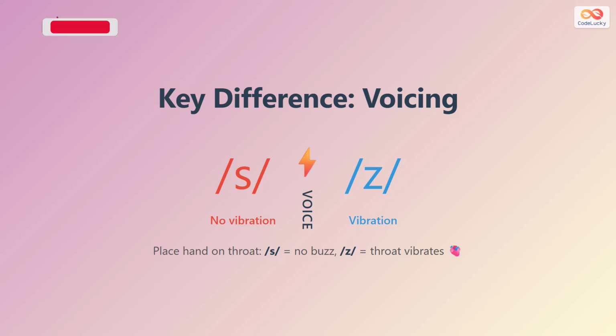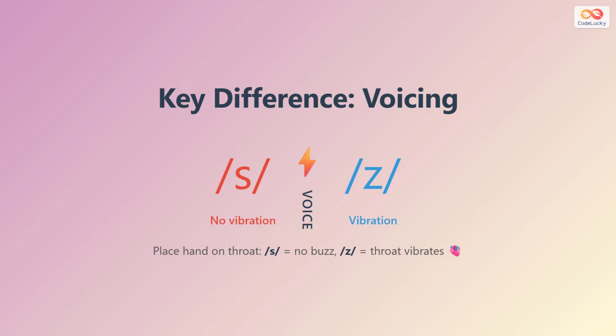The single most important difference between the S sound and the Z sound is voicing. Voicing means whether your vocal cords are vibrating or not. For the S sound, your vocal cords do not vibrate. There is no vibration, no buzz, no hum. For the Z sound, your vocal cords vibrate, creating a buzz or hum in your throat. This is the core difference. Everything else about how you make these sounds is exactly the same: the tongue position, the airflow, the mouth shape. Only the voicing changes. This is why they are called voiced and voiceless pairs.